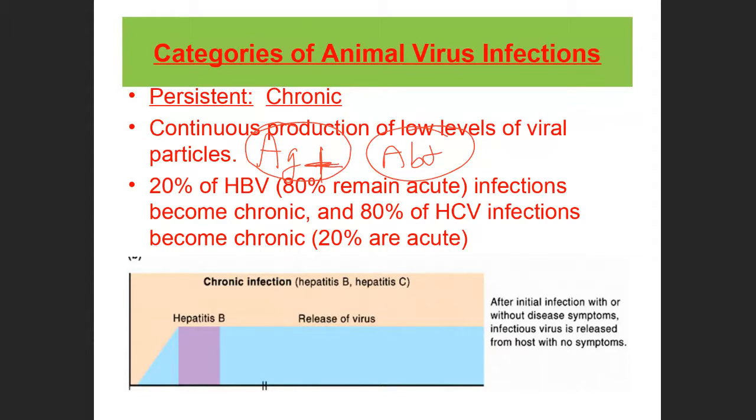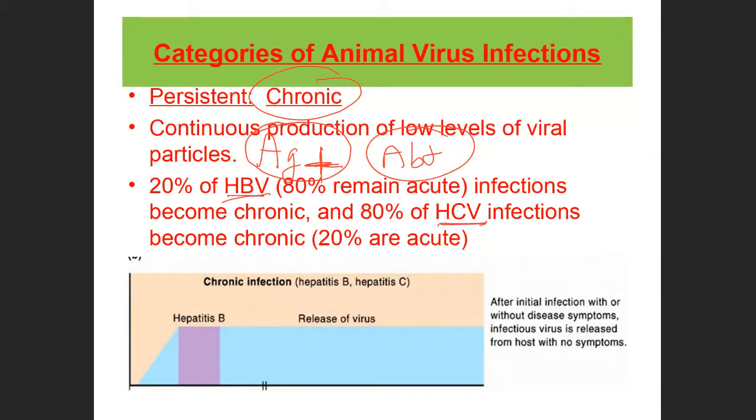Examples of a persistent chronic infection: hepatitis B virus and hepatitis C virus. So this is persistent chronic. Epstein-Barr virus is persistent latent. I'll show you the difference between chronic and latent. This is the difference between hepatitis B virus and hepatitis C virus.